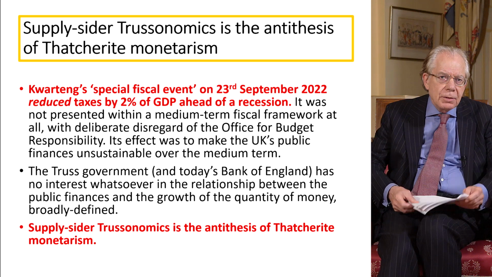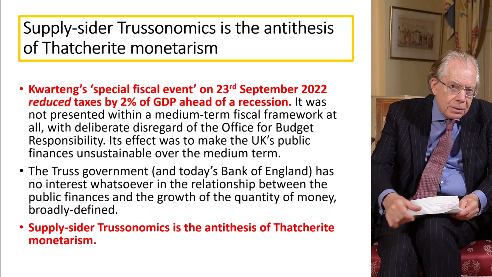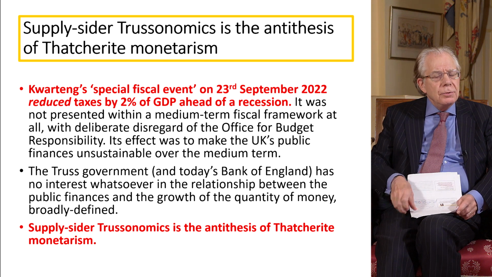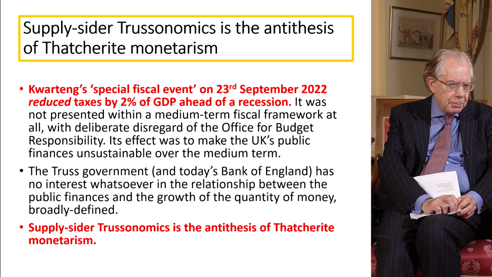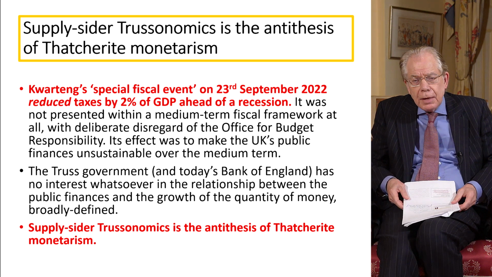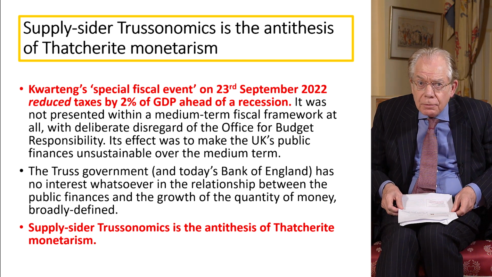So let's then compare that with what's just happened with Kwasi Kwarteng's special fiscal event on the 23rd of September. We had a 2% cut in taxes as a share of GDP without any comparable reduction in public spending: unfunded tax cuts. There was no statement about what this meant for public finances over the medium term. This was not at all an exercise in Thatcherite economics. It was the opposite of that. It was the antithesis, indeed, of Thatcherite monetarism.